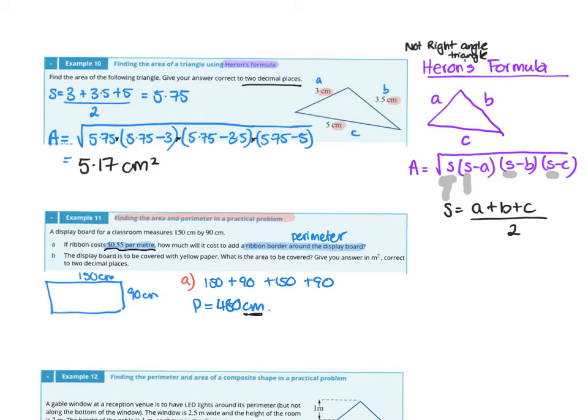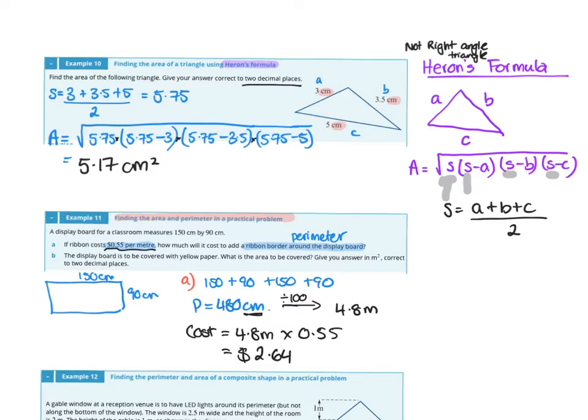So how do I do that? You go back to that conversion, and because I want to go to metres, I have to divide by 100. So I end up with 4.8 metres. Now, to work out the cost it's going to be 4.8 metres times 0.55, which ends up being $2.64 for that one.